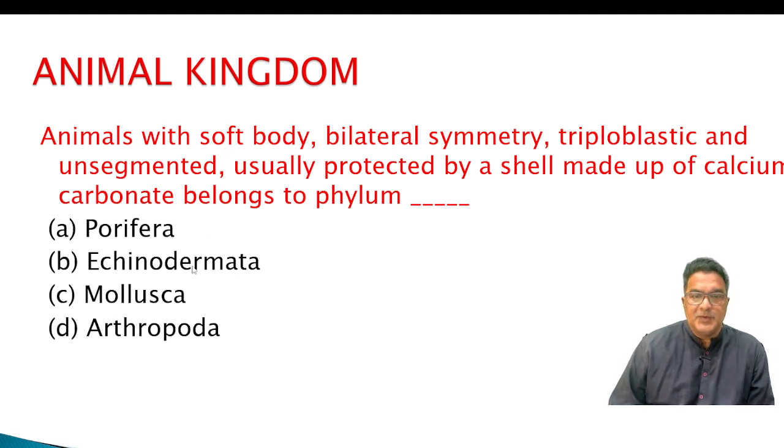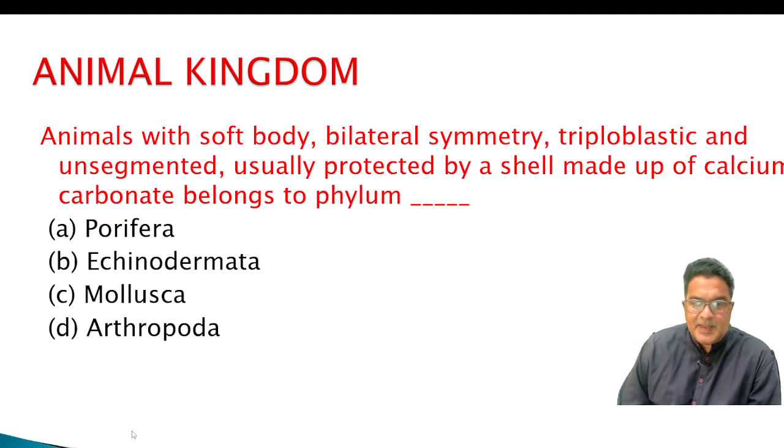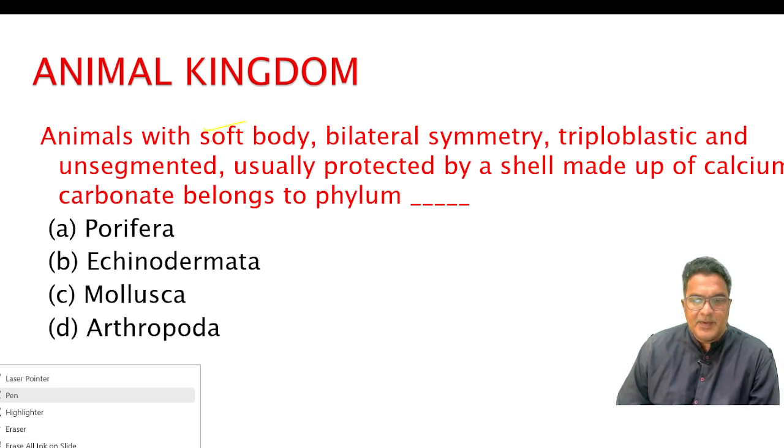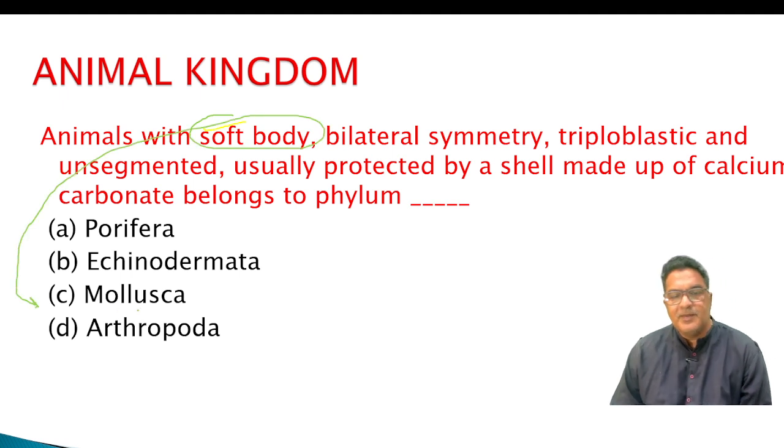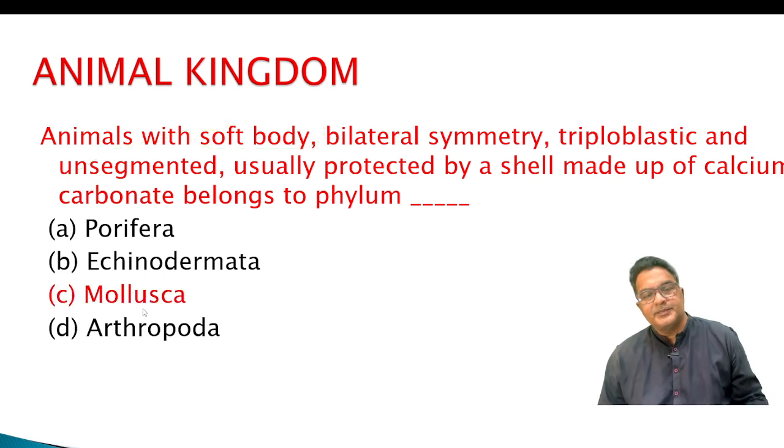Spiny body, echinoes, the spine, derm means skin. Arthropoda, jointed; bilateral, okay; triploblastic, okay; unsegmented, so we can remove Arthropoda. Straight away, this is the characteristic feature we use to recognize soft-bodied animals. Molluscans are said to be soft-bodied. Characteristic feature of phylum Mollusca.